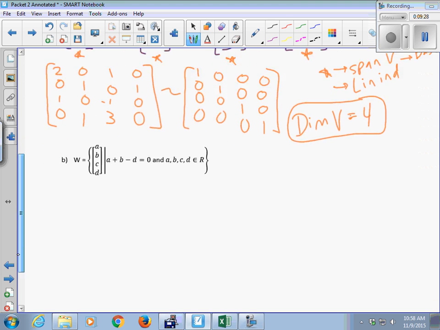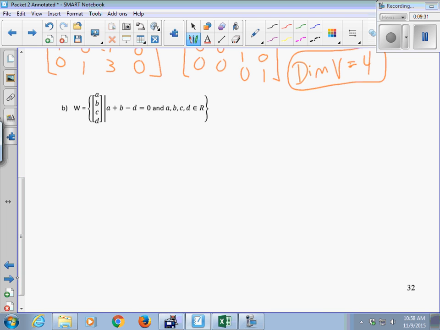All right, let's look at W. So this is the set of all vectors A, B, C, D, such that A plus B minus D equals 0. So I just have one equation here, right? It's not even a system. I have one equation with 3 unknowns.